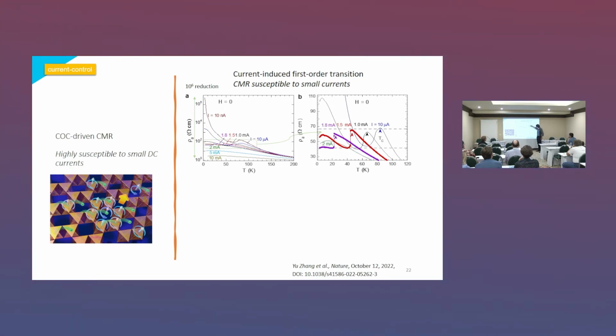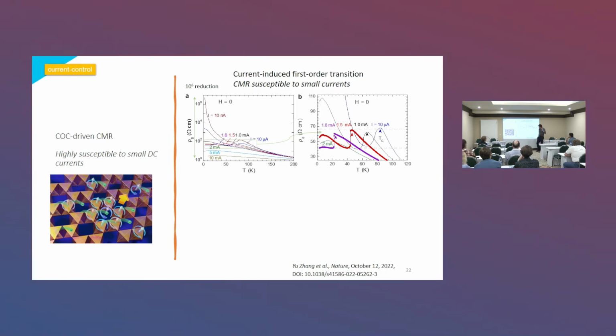But if you apply 1.5 milliamps, then all of a sudden the peak shifts to a lower temperature, and the drop becomes abrupt, indicating the occurrence of a first order transition. If you slightly increase to 1.8 milliamps, this peak drops further to lower temperature, and it becomes even more abrupt. But when we further increase the current to 2 milliamps, this first order transition is gone.